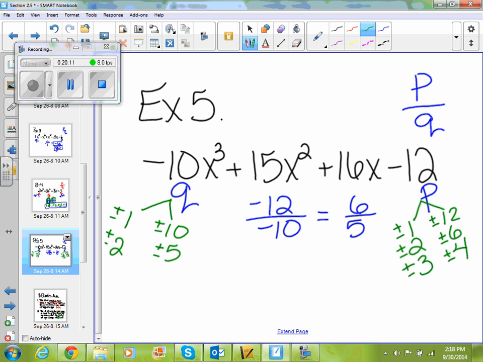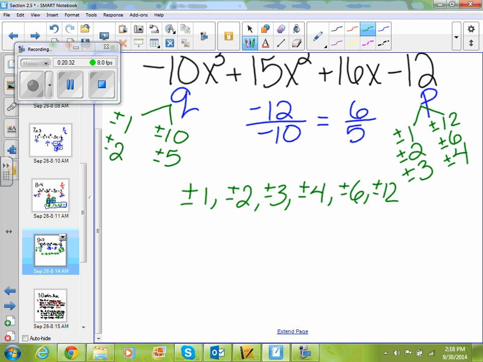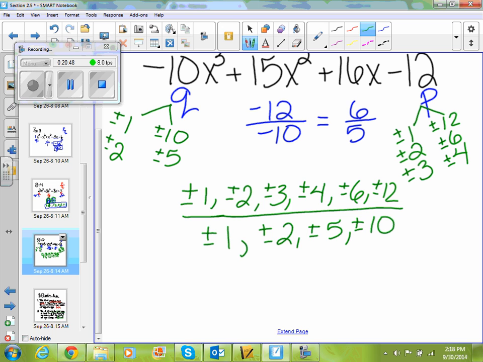So then if we rewrite that out, I get positive or negative 1, positive or negative 2, positive or negative 3, positive or negative 4, positive or negative 6, and positive or negative 12 as my factors for 12. Then if I write out my factors for 10, I get positive or negative 1, positive or negative 2, positive or negative 5, and positive or negative 10 as my options.